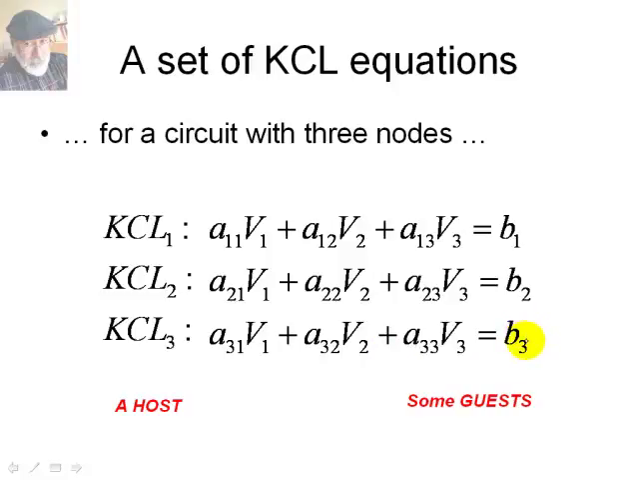In this case, you tell me. Who is the owner of the equation? Of course, it's node 3. Who is the host? V3 is. Who are the guests? You got it right. V1 and V2. Remember the concepts, host and guest. We are going to use them.